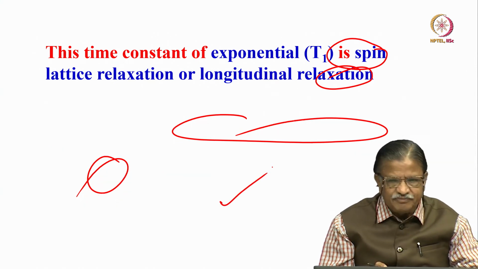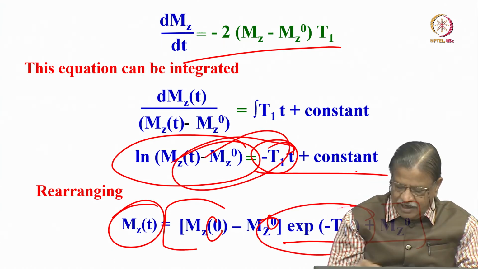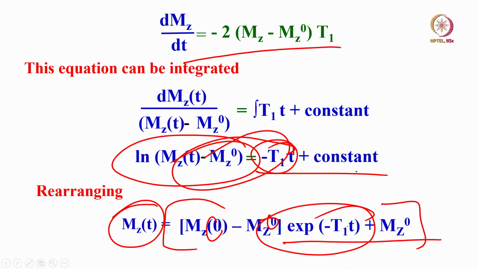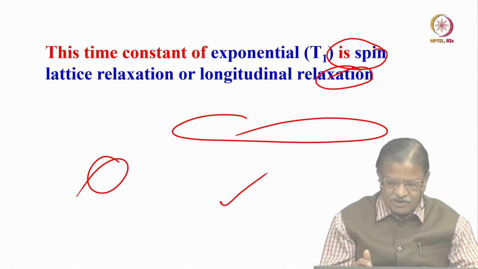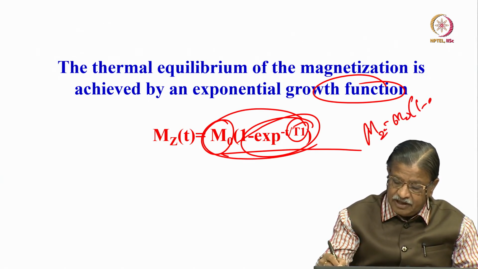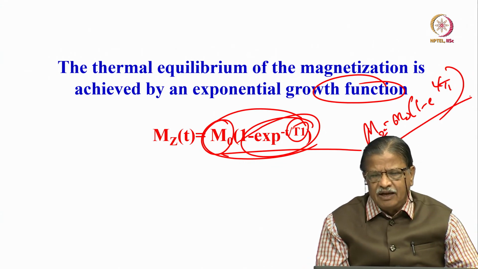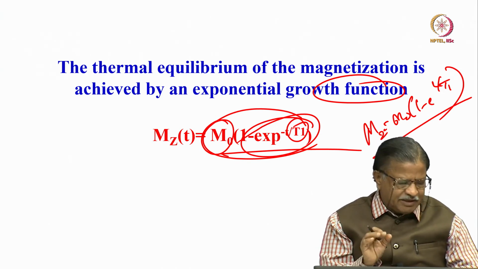You simply understand what we did is a simple equation. We did this and rearranged something. We got exponential minus t1 by t. Okay, it should be t by t1. There is a mistake here. Some mistake was there. Fine. So, this is what we are going to get, that finally this expression is correct. Remember, this is Mz equal to M0 into 1 minus e to the power of minus t by T1. This is the equation which tells me about thermal equilibrium of magnetization achieved by an exponential growth.